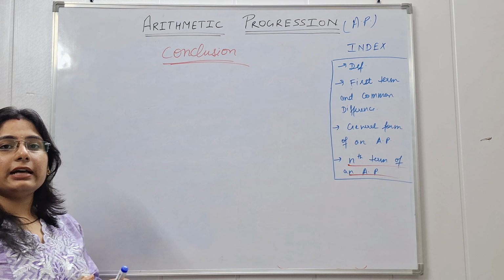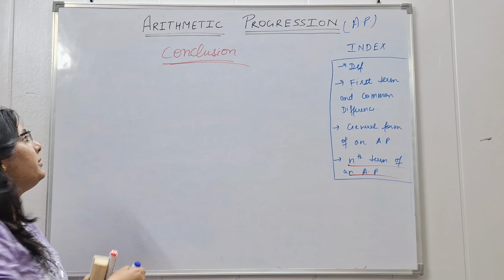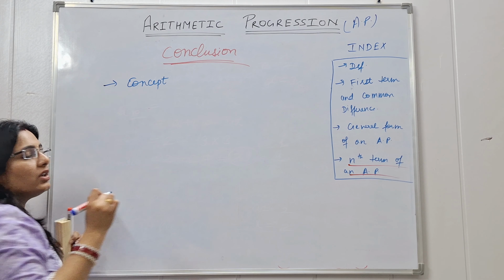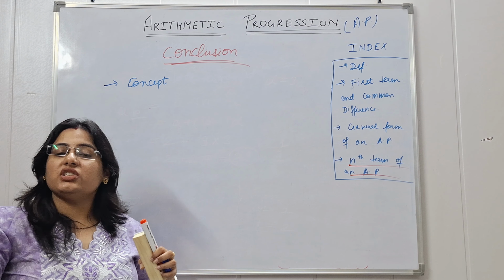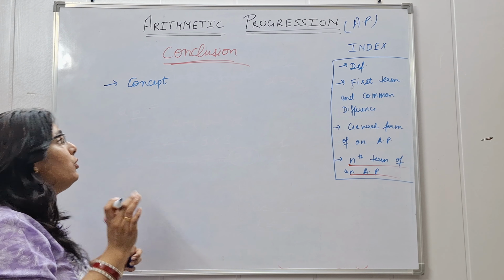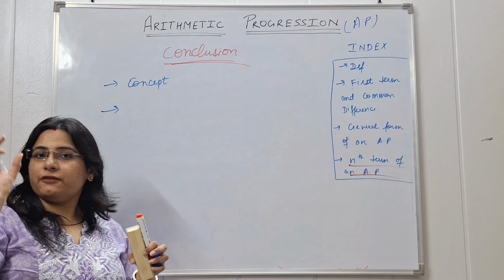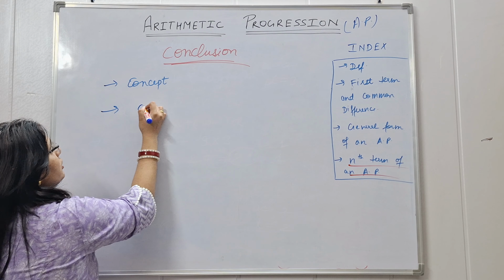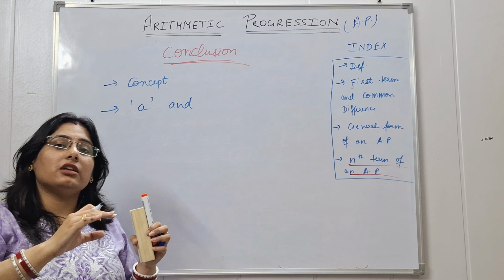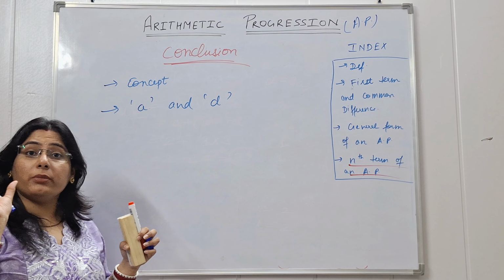First of all, in this class today, we have learnt about the definition. Definition means what is the concept of an AP? A list of terms in which each term is obtained by adding a fixed number to the preceding or previous term. Next, the first term of an AP, the first number, is denoted by a. And the common difference, the fixed number which we add to the previous term to obtain the next term, is denoted by d.